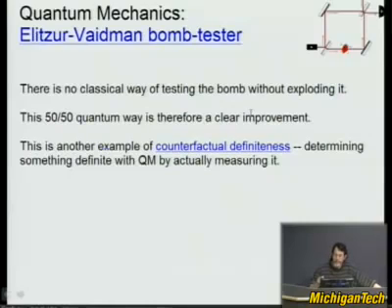So if D lights up, you know one of two things is true. The bomb's either a dud and light took both paths, or the bomb's live and it took the upper path, and you weren't unlucky enough for it to take the lower path. And in that 50% of the time when it took the upper path, you know that you have a live bomb. So this is another example of counterfactual definiteness, determining something definite with quantum mechanics without actually measuring it.